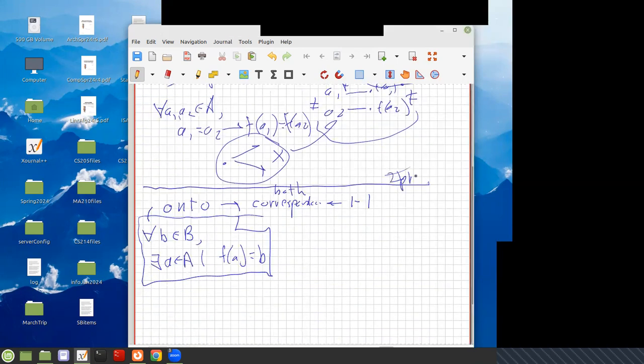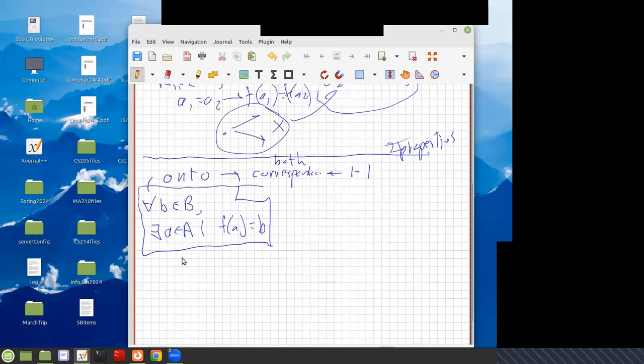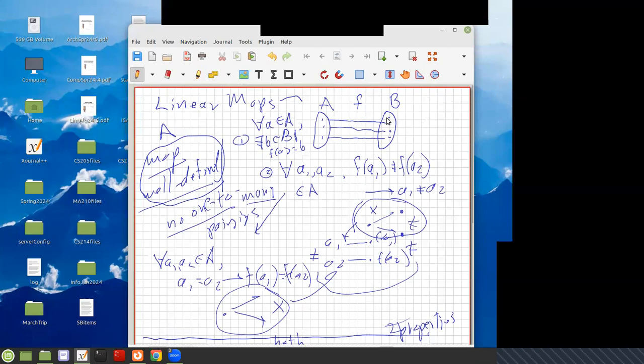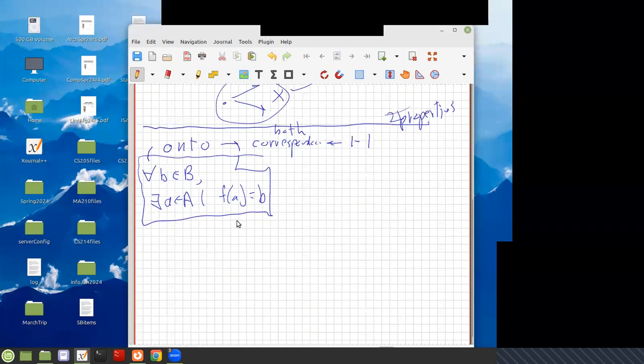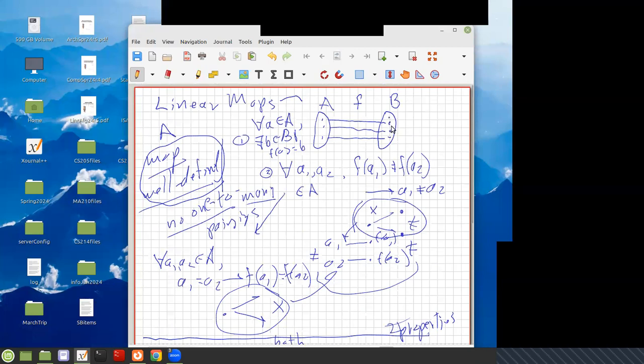But the two properties are sort of the opposites of the two conditions for the well-definedness of a map. This is sort of saying the map allows codomain elements not to have partners, but the ontoness condition says, no, that can't occur. Every codomain element has to have a partner.